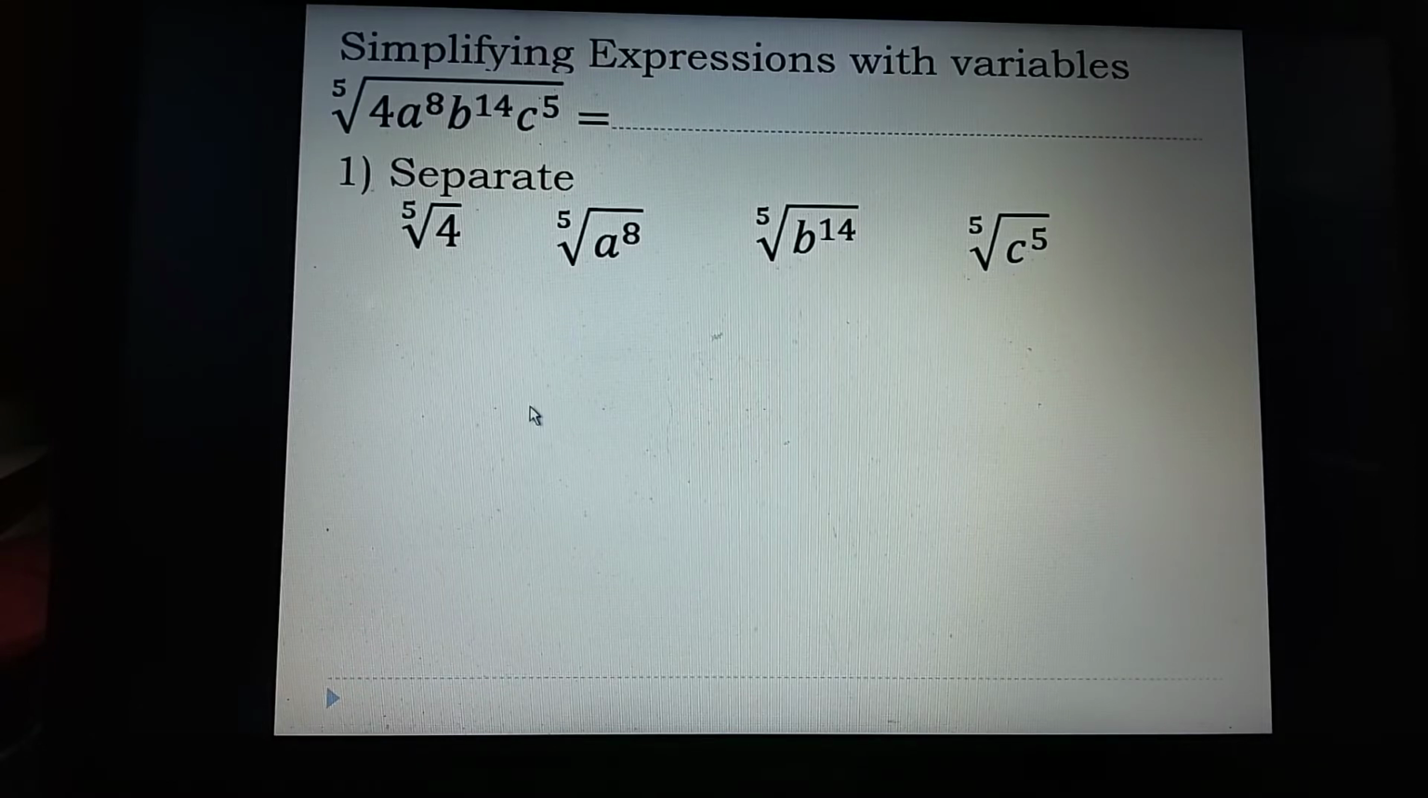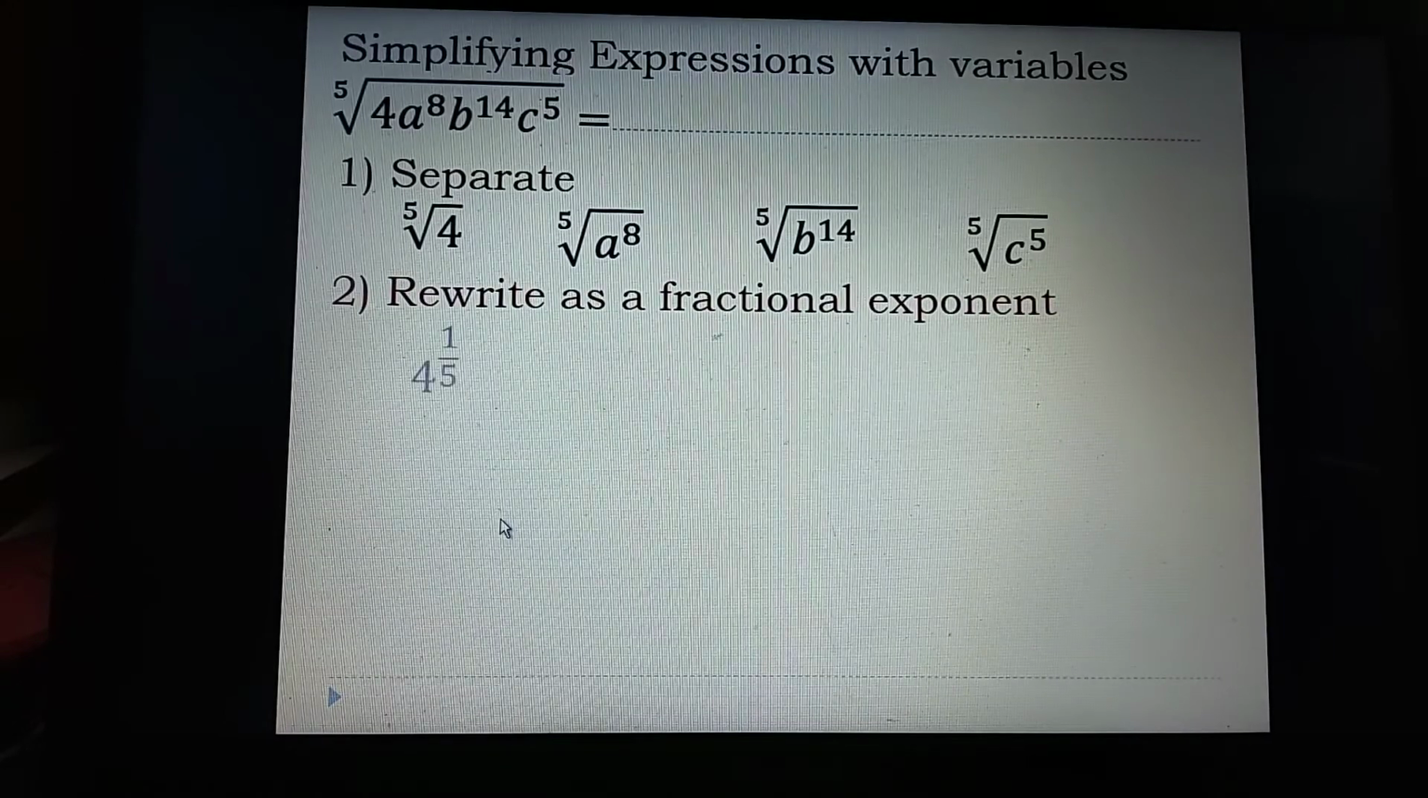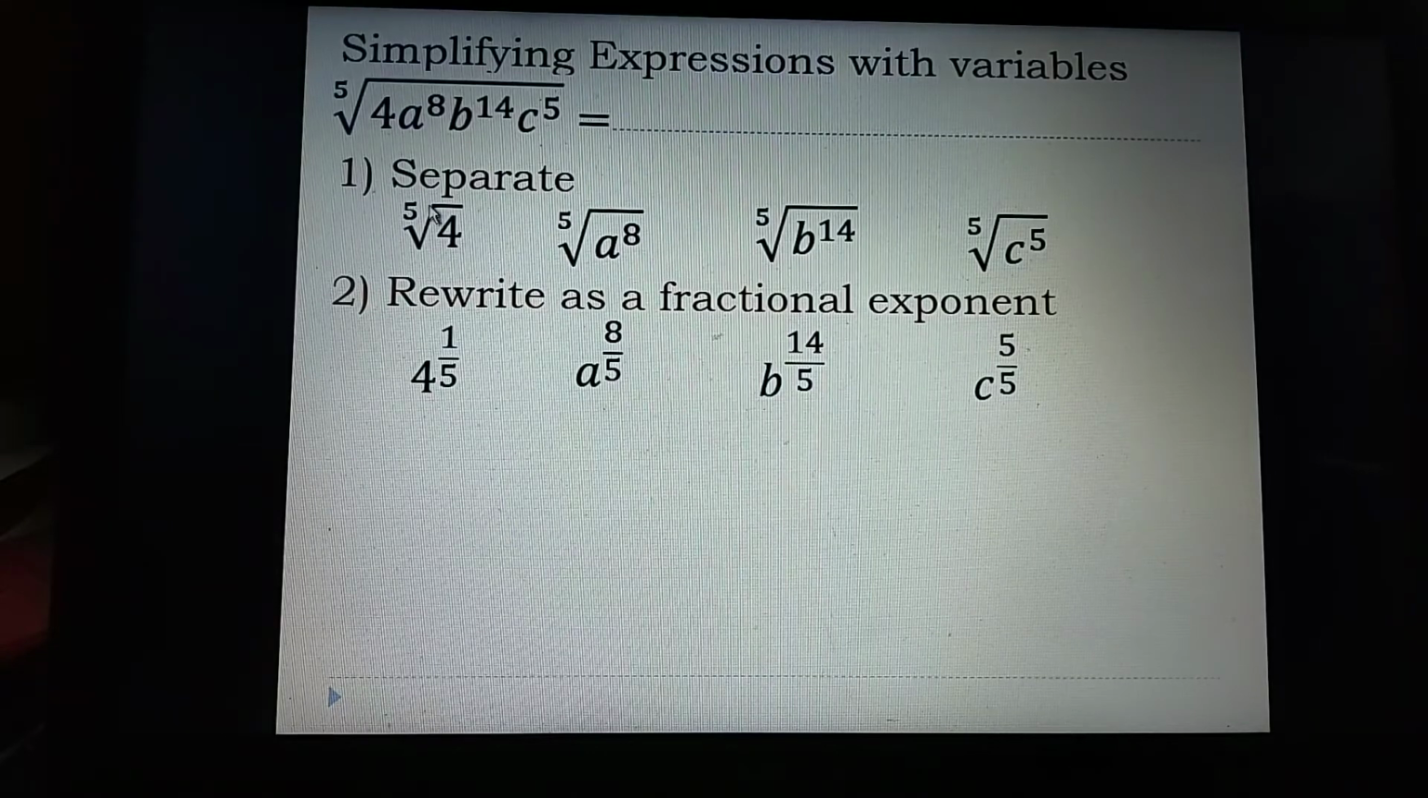Okay, now what we're going to do is we have like 4 separate little problems that we're going to work on. Okay, so the first thing you're going to do is take each one of these and rewrite them with their fractional exponents. Okay, so the 5th root of 4 is 4 to the 1/5. A to the 8th power, the 5th root, is this.